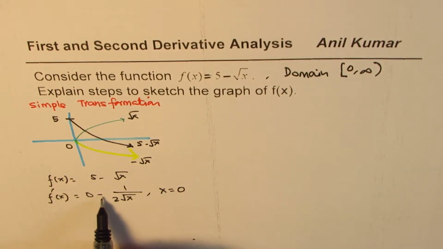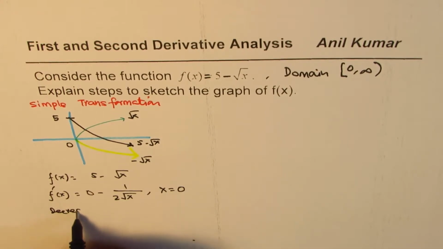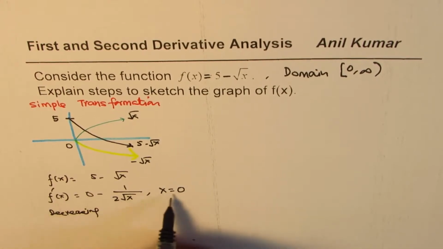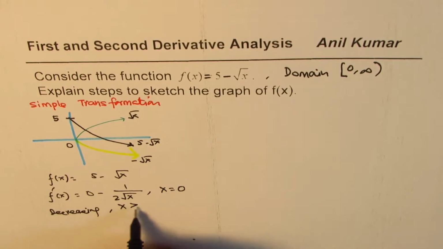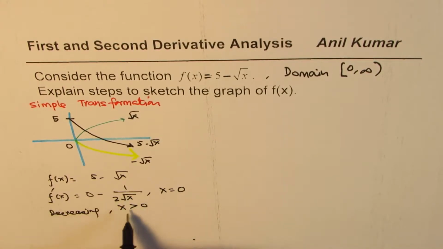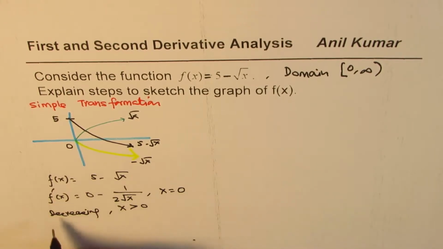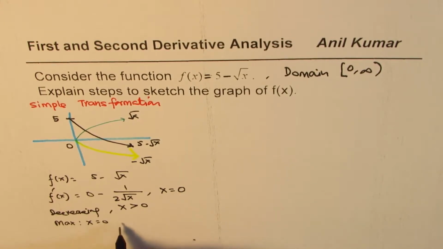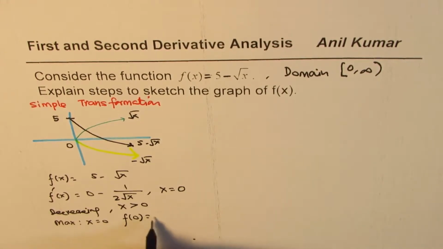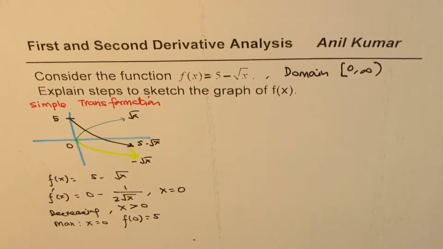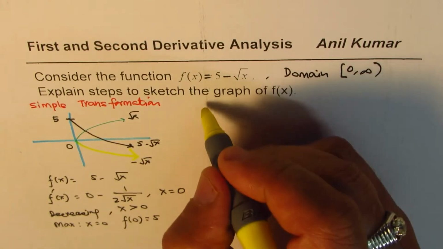And since the derivative is negative, we know that the function is decreasing thereafter for x greater than 0. It is always decreasing, and that clearly indicates that at x equals 0 we have a maximum value. So we have a maximum value at x equals 0, and that is f of 0 equals 5, correct? So we get a maximum from here.